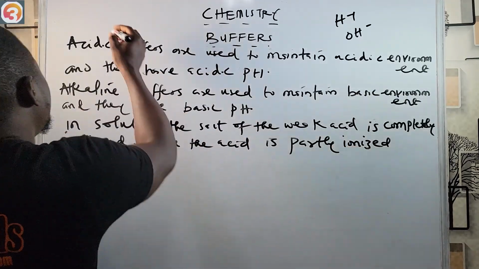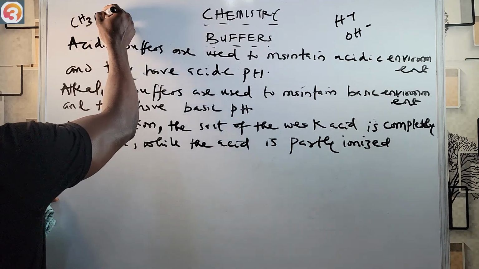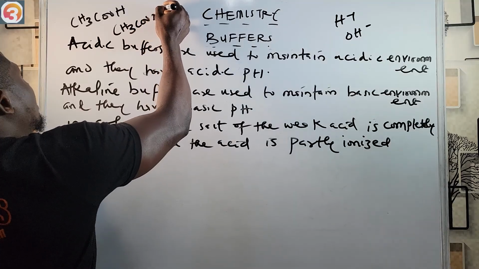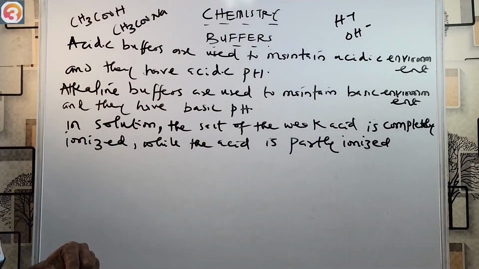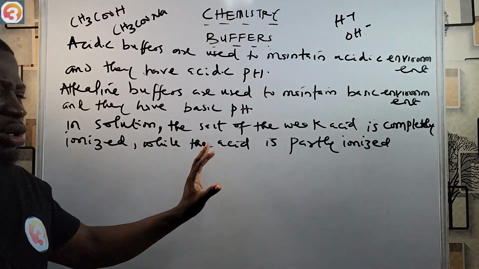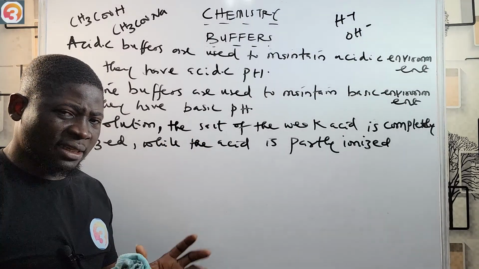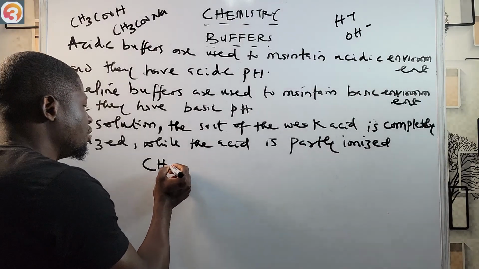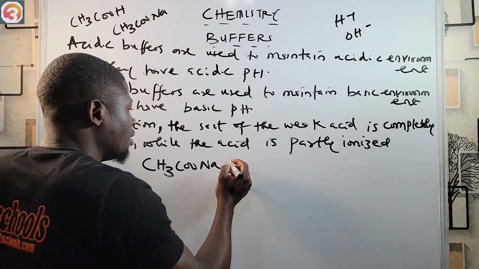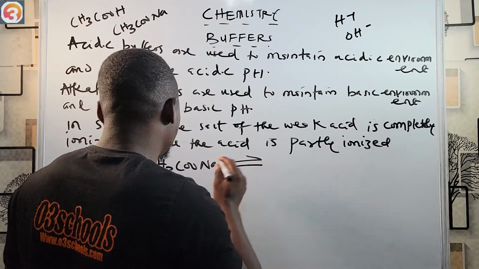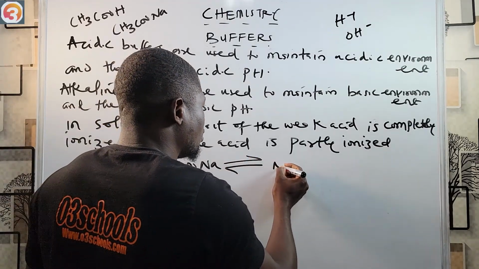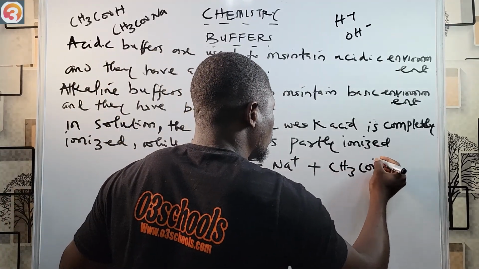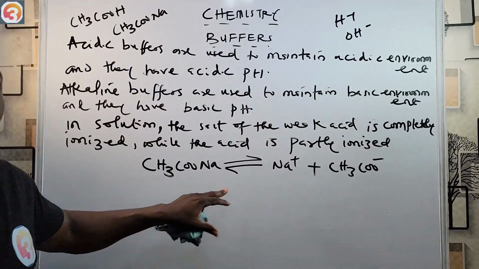Let's use acetic acid, CH3COOH, and CH3COONa as examples to explain this. In solution, the salt of the weak acid is completely ionized, while the acid itself is partly ionized. So CH3COONa, it's a reversible reaction. I'm going to have what is completely ionized: Na+ plus, of course, CH3COO-.